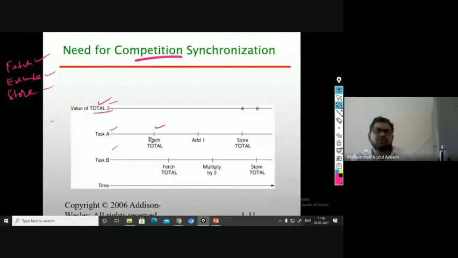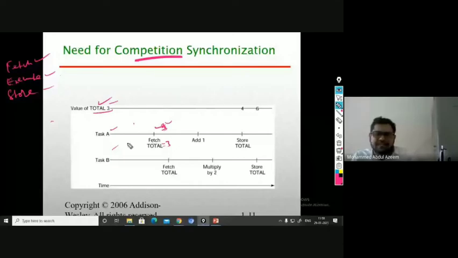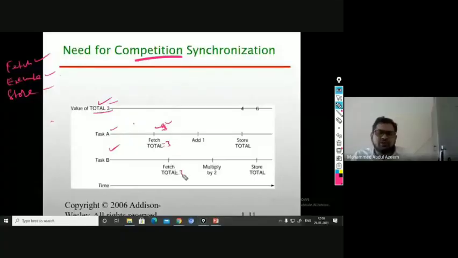So when it fetches the total value, what does it get? It will get 3 here as the total value. And then, until it goes for the add operation, before task A goes for the add operation, even task B can start its execution, right? So it has now fetched the total value.